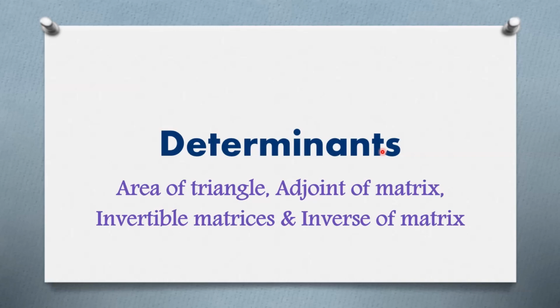Now, second topic, determinants, which we are going to cover here. Area of triangle using determinant, adjoint of a matrix, invertible matrices, the matrices which are invertible, to find the inverse of a matrix using determinant, and some properties of invertible matrices.